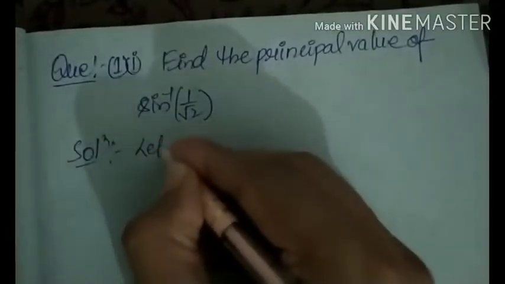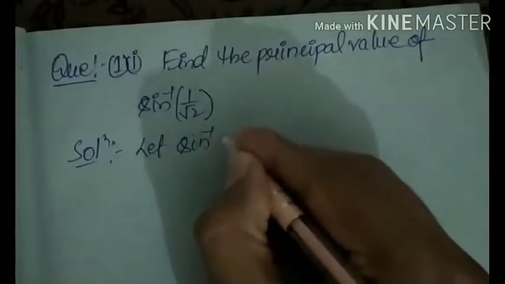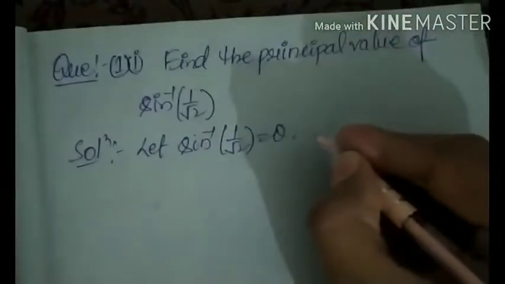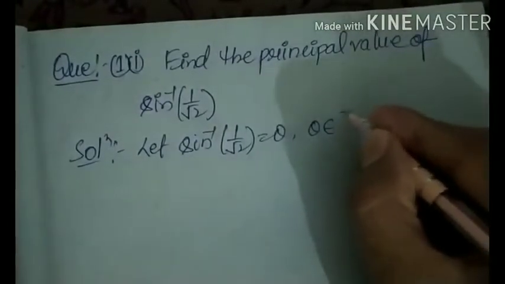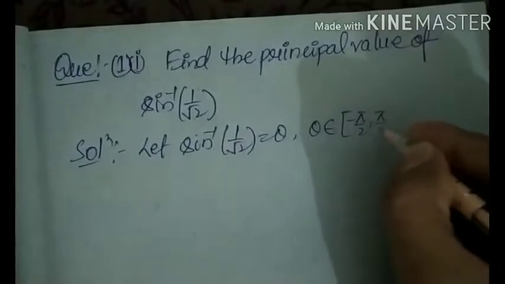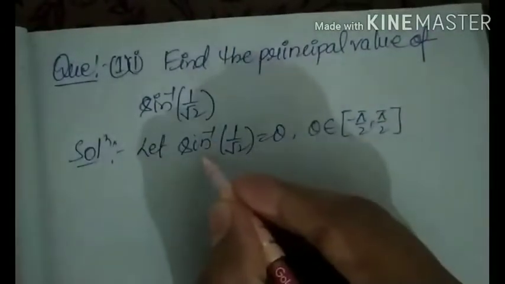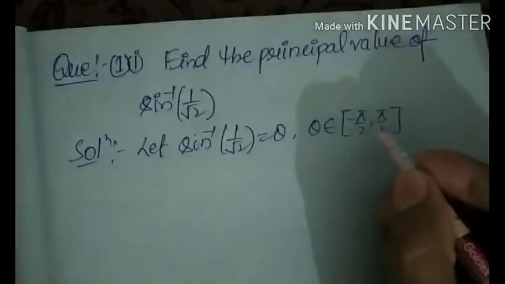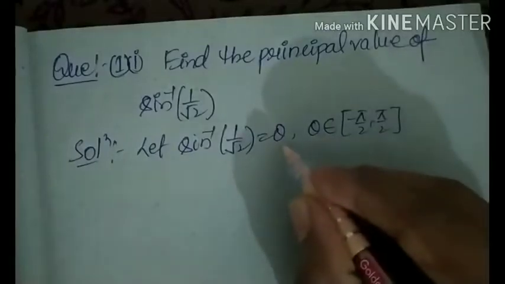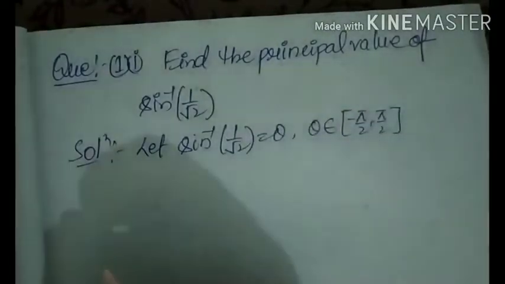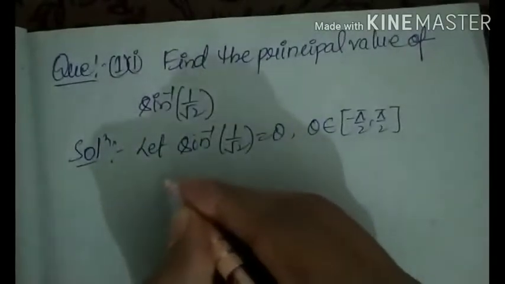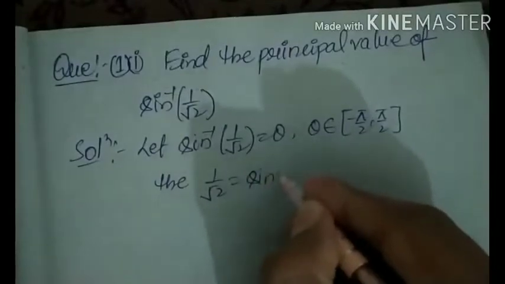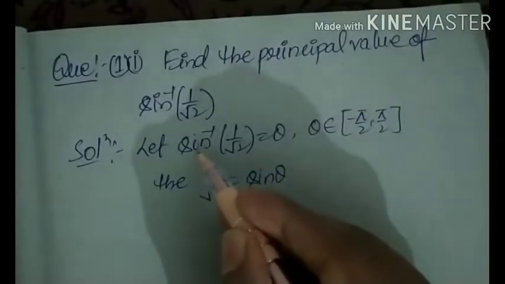First of all, let sin inverse 1 upon under root 2 is equals to theta, where theta belongs to minus pi by 2 to pi by 2, because the range of sin inverse x is minus pi by 2 to pi by 2. That's why theta is in between minus pi by 2 to pi by 2. Then we can write 1 upon under root 2 is equals to sin theta. We can transform sin inverse from this way to this way.